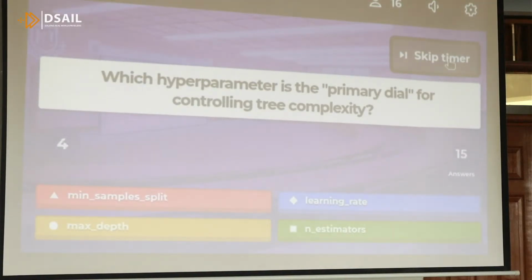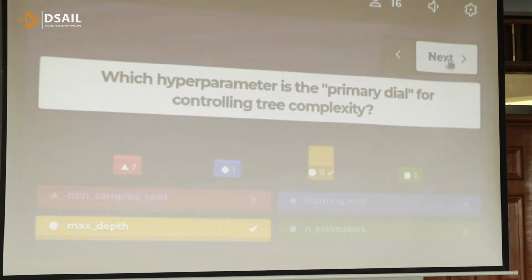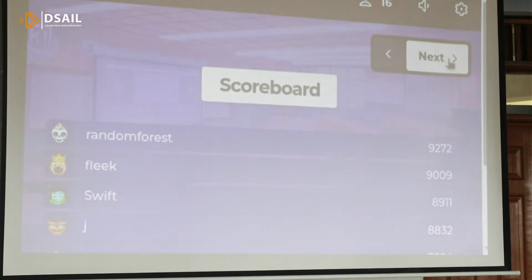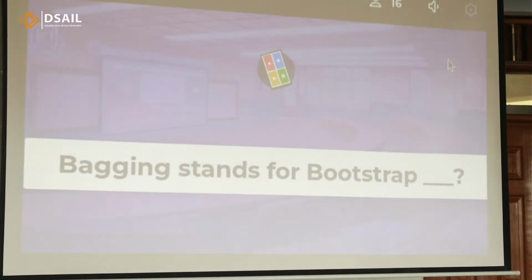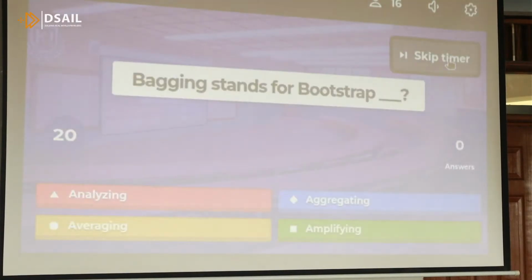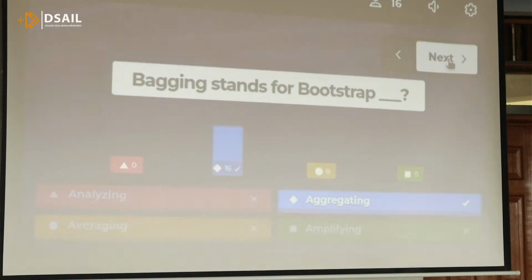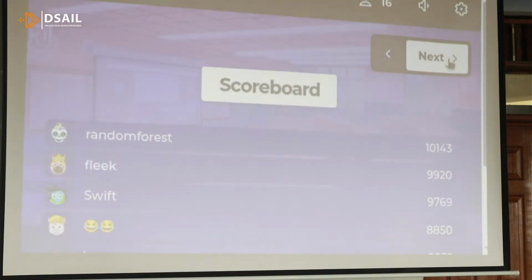People are loading. It's maximum depth. It's the primary dial. I see. People are reclaiming themselves. Zero entropy on this one. Everyone has gotten that one.